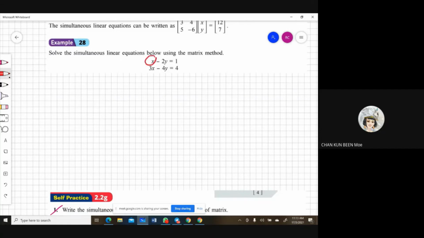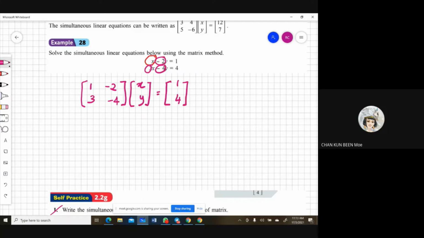Okay, so for term x over here, the coefficient is 1. Okay, I changed the color. I write down 1. And then for the second element is negative 2. So we write down here. This one, second row is 3. And the second element is negative 4. So this is the way we write it down. Okay, the variables that we have over here are x and y. So it is equal to 1, 4.